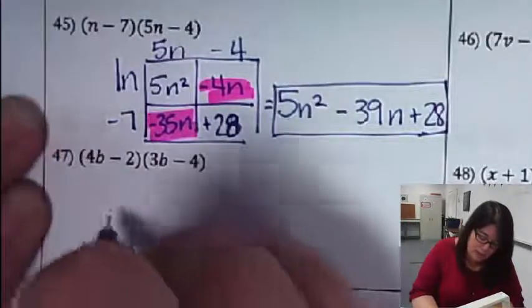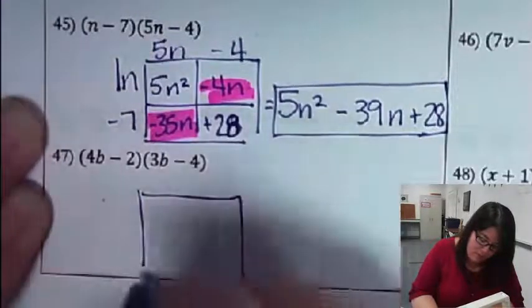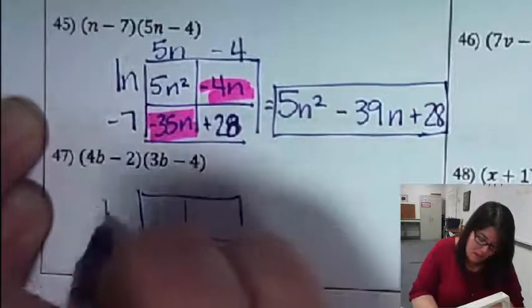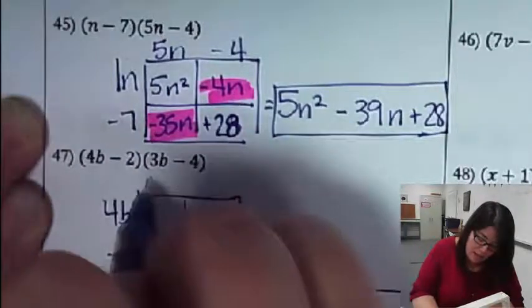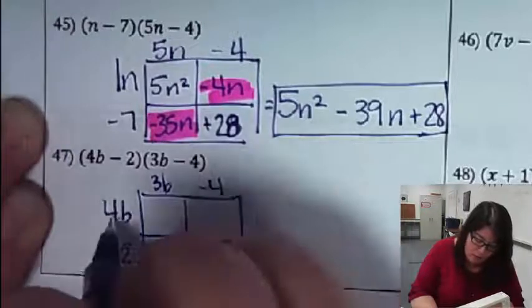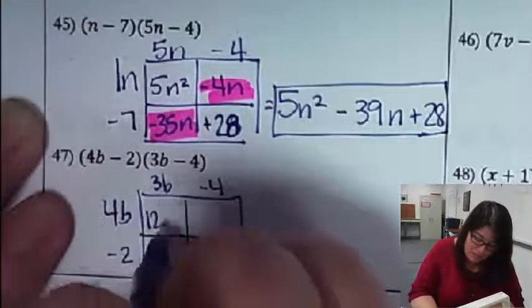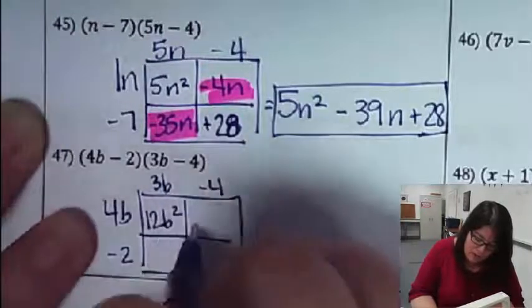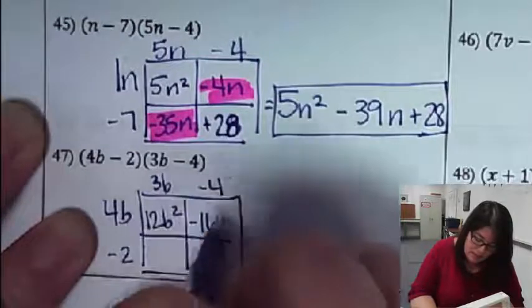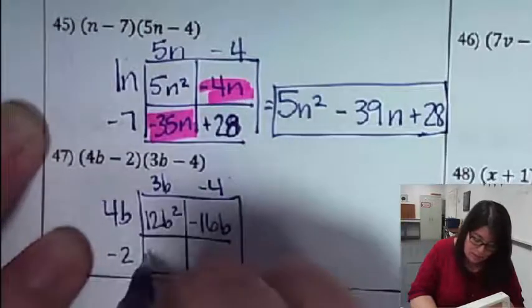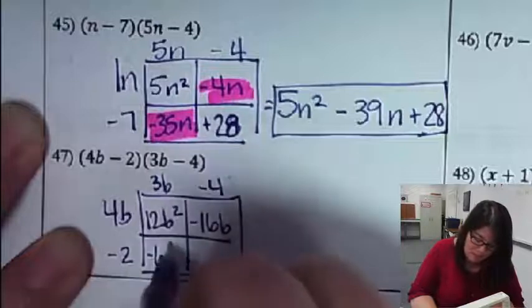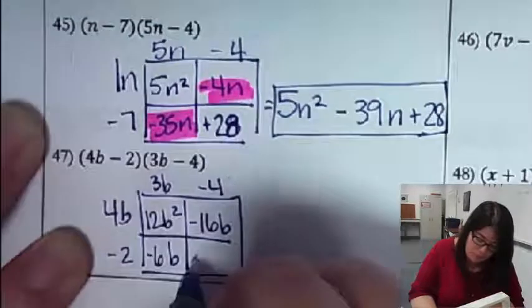Last but certainly not least, we have number 47. Making my box. 4b minus 2. 3b minus 4. 4 times 3 is 12. b times b is b squared. 4 times negative 4 is negative 16. b times nothing is b. Negative 2 times 3 is negative 6. And b times nothing is b. Negative 2 times negative 4 is positive 8.